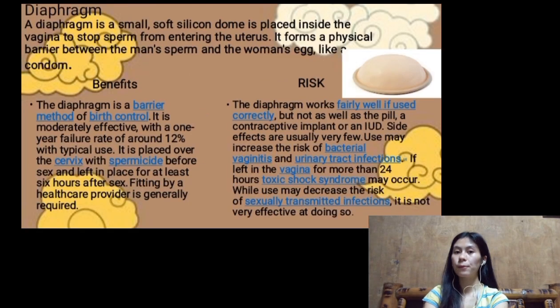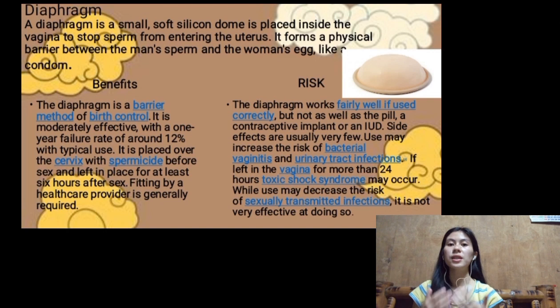So we have also the diaphragm, a small soft silicone dome placed inside the vagina to stop sperm from entering the uterus. It forms a physical barrier between the man's sperm and the woman's egg, like a condom. We have the benefits, which is maaari mong gamitin ang parehong diaphragm ng higit sa isang beses at maaaring itong tumagal ng hanggang 2 taon kung aalagaan mo ito.